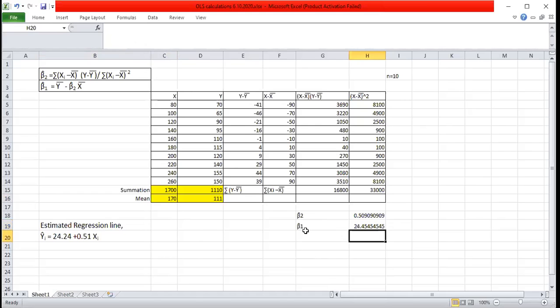Now you have beta 1 hat, you have beta 2 hat. Then you can write the line. Here I'll write this, 24.45. So now, if you have beta 1 hat and beta 2 hat, you can write the estimated regression line. Y hat i equals 24.45 plus 0.51 xi. Is that true?